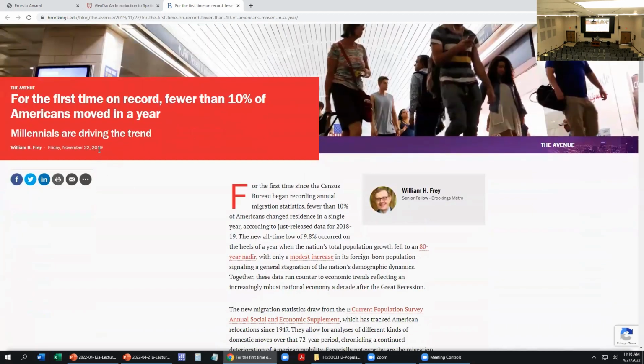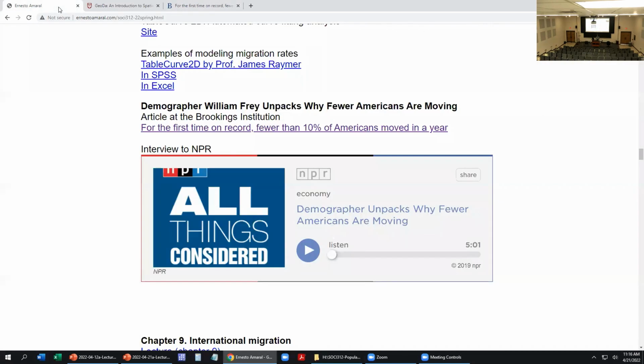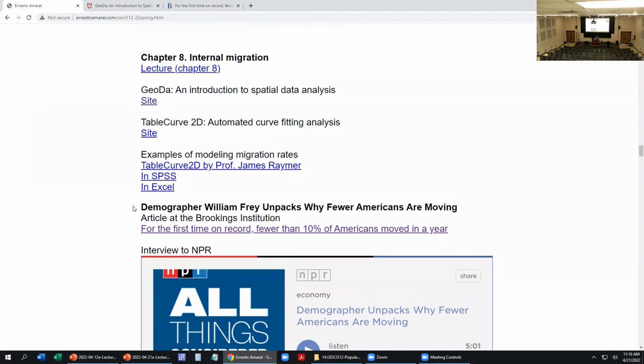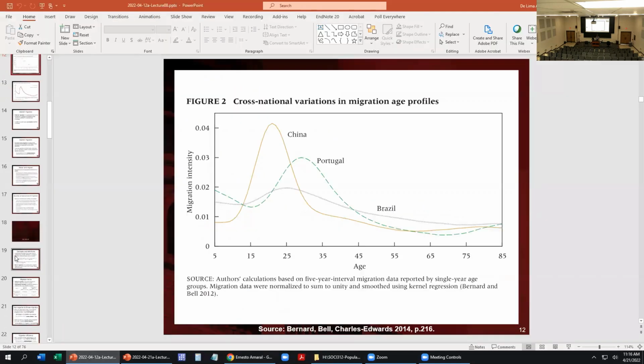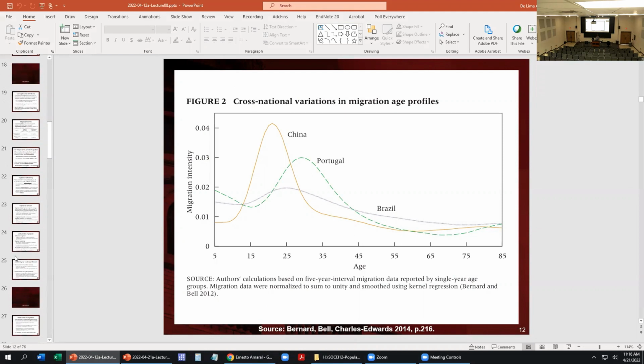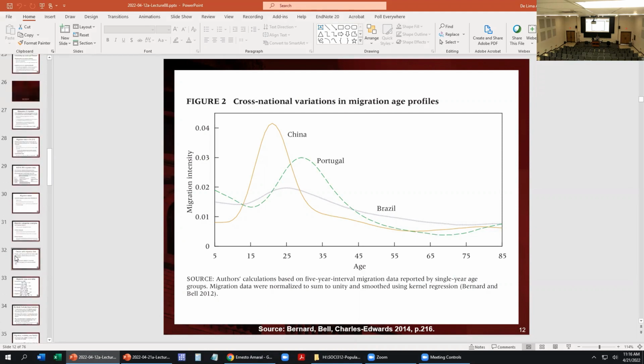So this is data from 2019, so that's before the pandemic. And also the short interview that he provided to NPR, 5 minutes long, in which he summarizes the probable reasons in his findings related to the decline of internal migration in the US, right? So just to emphasize, we have some extra material here on the course website related to internal migration.